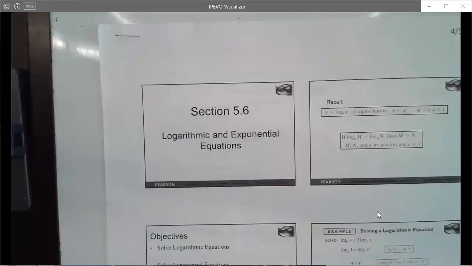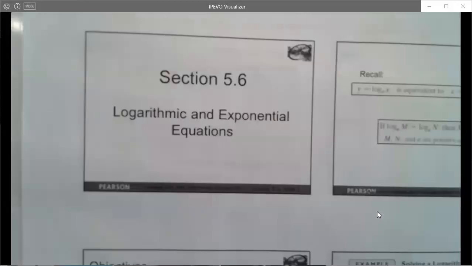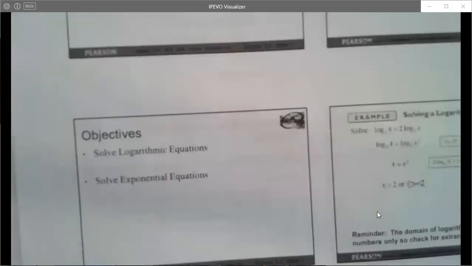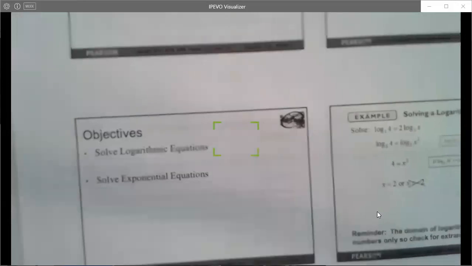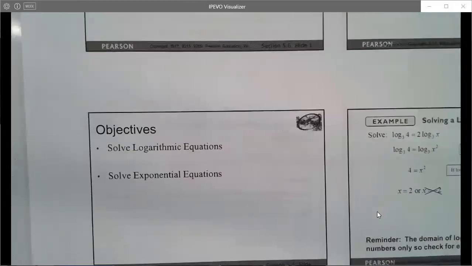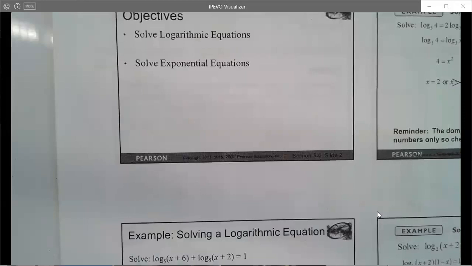Okay, so this is lesson 5.6, exponential equations. Zoom in on that. So we're going to solve logarithmic equations and exponential equations.